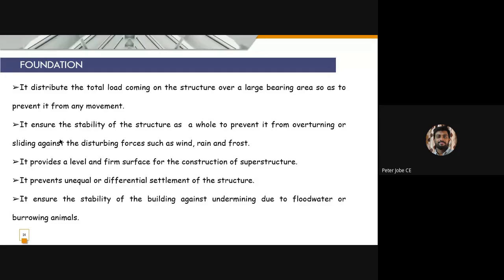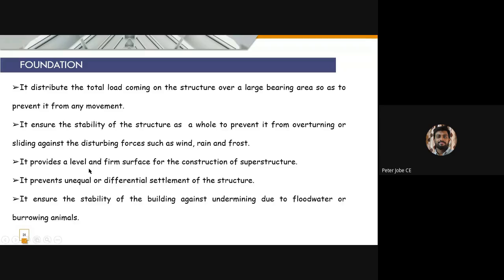You might have seen how a vehicle is overturned sideways. Similarly, if some force, a horizontal force, acts on a building, there are chances that the building might overturn. So our foundation, what does it do? It will hold our building in its position against the forces like wind, rain, and frost. So this is the second function of a foundation, to ensure the stability.